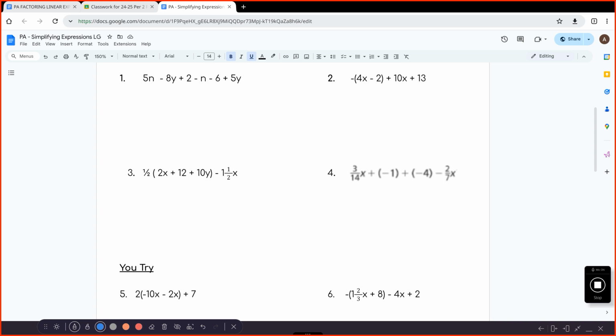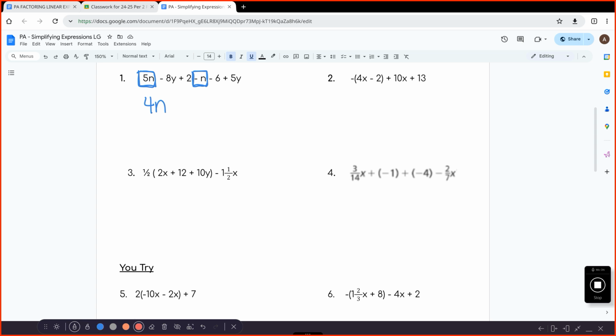So when we combine our like terms, 5n is like terms with this negative n. Remember, whenever you are looking at the like terms, you are looking at the plus or minus in front of the number as the sign of the number. Okay, so this is in fact a positive 5n, and this term is a negative n. So 5n plus negative 1n will get you 4n.